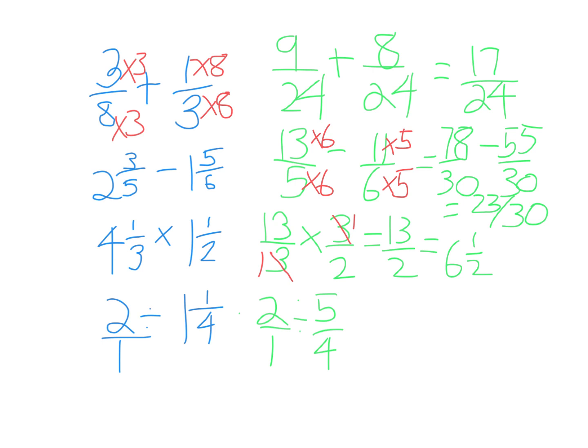So when you're dividing fractions, you simply flip the second fraction and make it a times. So this becomes 8 over 5, which is also equal to 1 3/5.